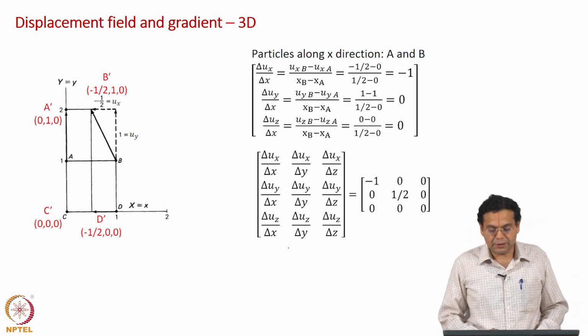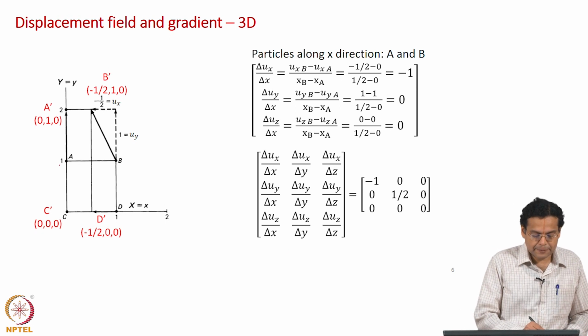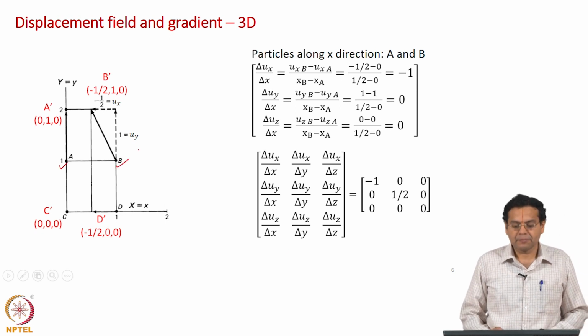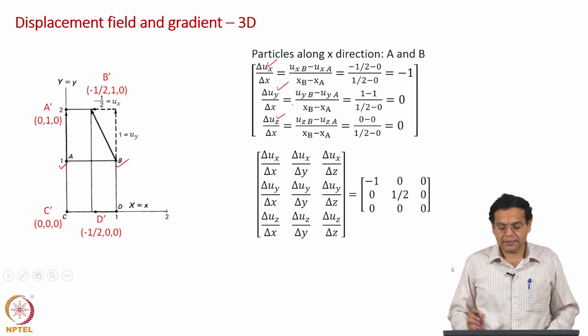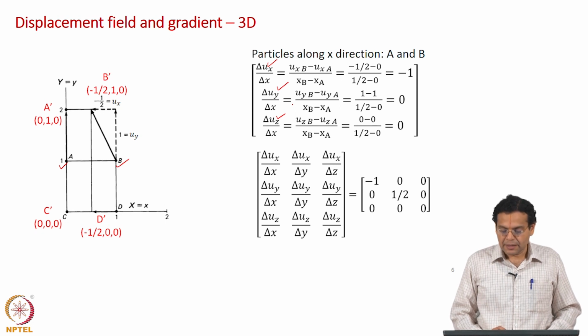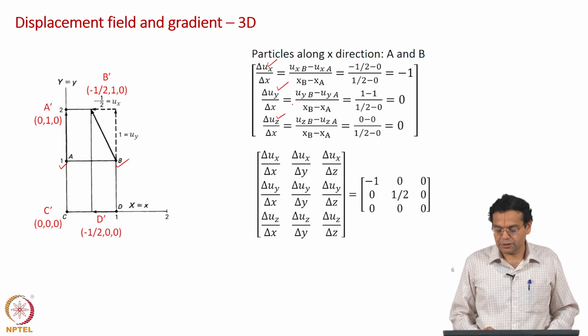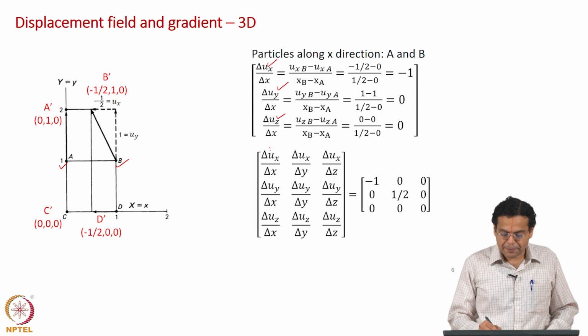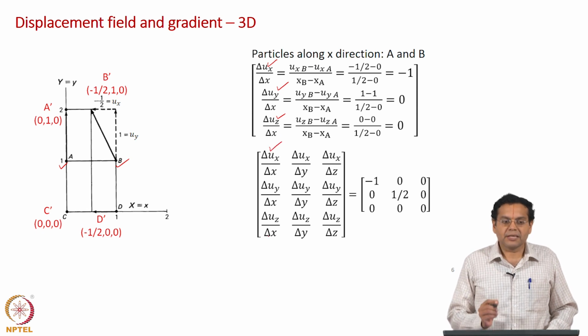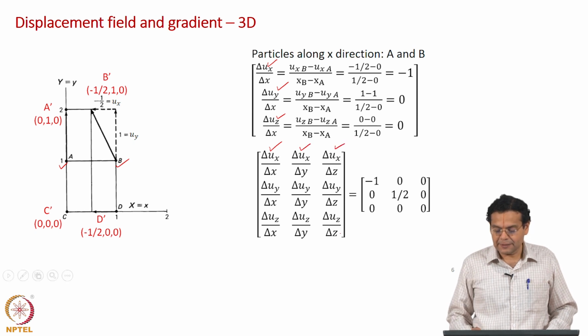What we did was, we took particles along one direction, let us say A and B, found out the difference in x displacement, y displacement, z displacement, divided by the distance between them, and then we got values minus 1, 0, 0. We found out these values and then arranged all those values along a column. We said we will justify it later, and then of course similarly for the y direction and z direction, and these are the numerical values.